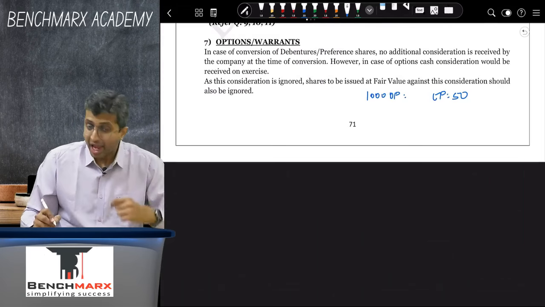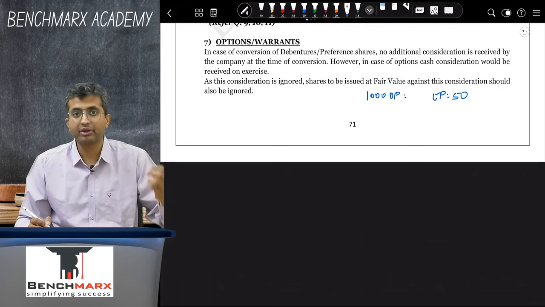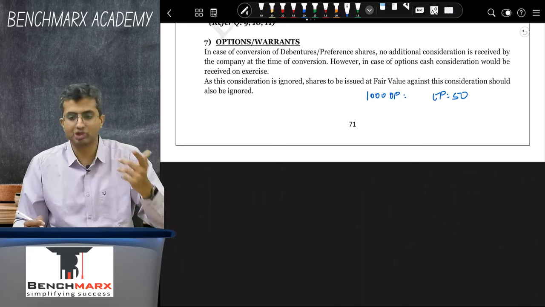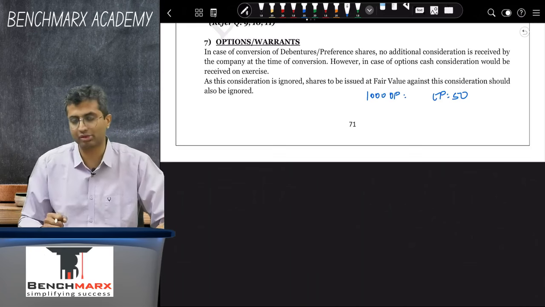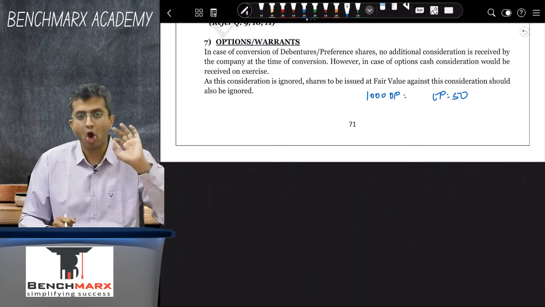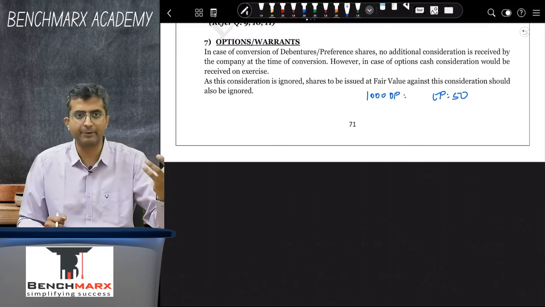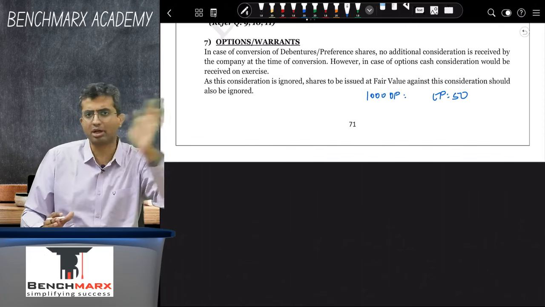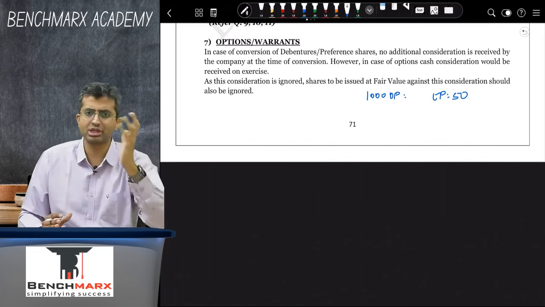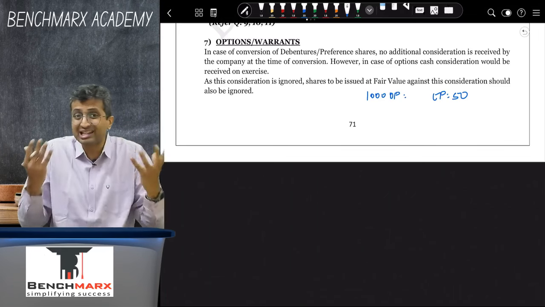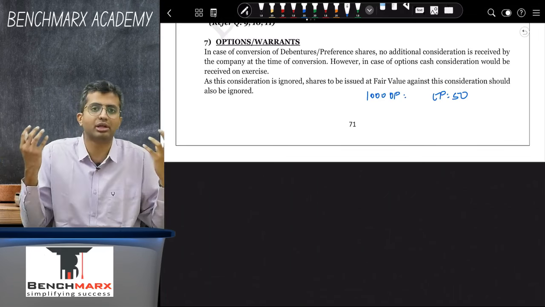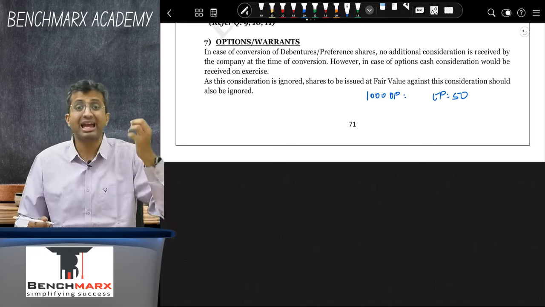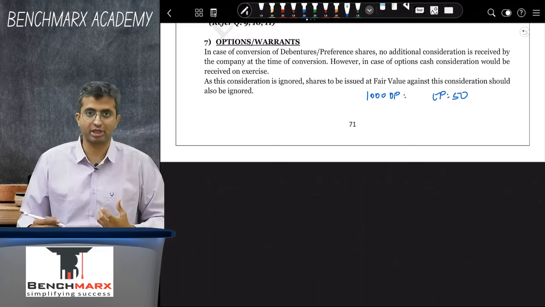rupees, and if I assume a conversion happens at the start of the year, then I will actually receive money. At the start of the year, my journal entry will be bank account debit to equity share capital if options are exercised. On the contrary, if debentures or preference shares are exercised, your journal entry will be, let's say, preference share capital account debit to equity share capital or debentures account debit to equity share capital. As a result, there is really no inflow of additional capital or money which is coming. However, in case of conversion of options, there is an actual inflow of cash that comes and you can't ignore that.